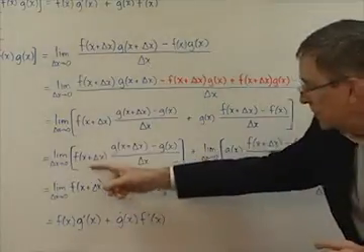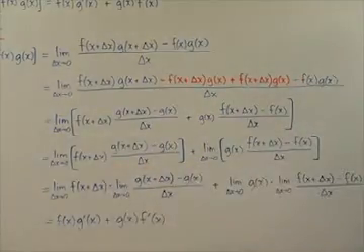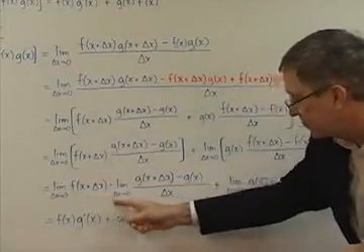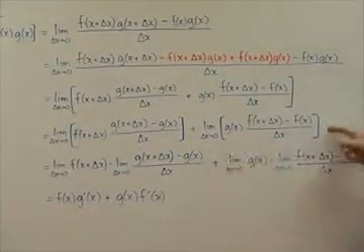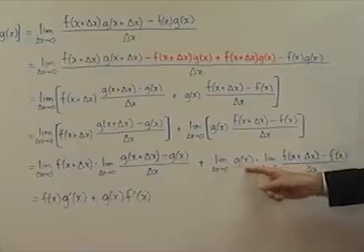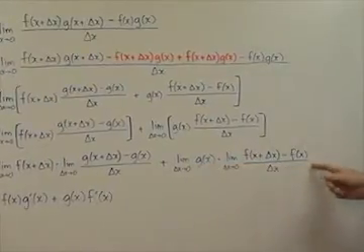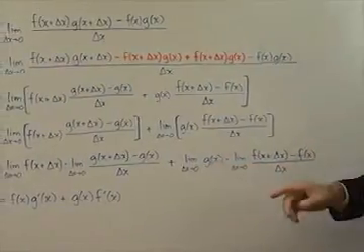This first expression is really the limit of a product, isn't it? So it's the limit of the first times the limit of the second. And the same with this second term, it's the limit of the first times the limit of the second. Well, let's analyze these limits.